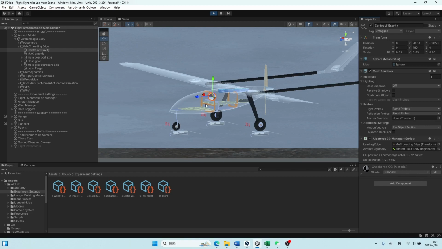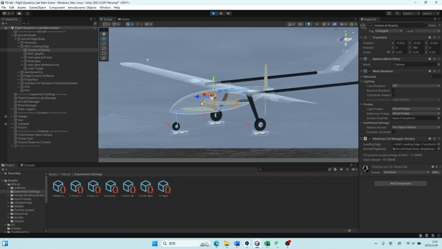Part 1 is the weight and balance of our aircraft. This ball is the CG position of our aircraft. The blue bar is the aerodynamic chord. This axis is the axis of CG. When I move this ball, we can see they are also changing in here.